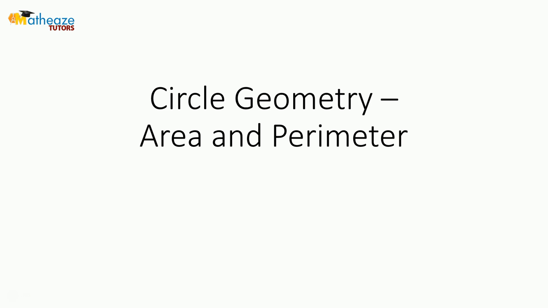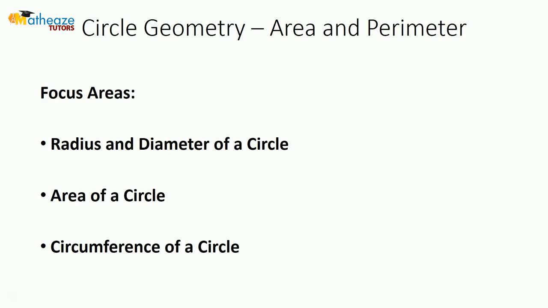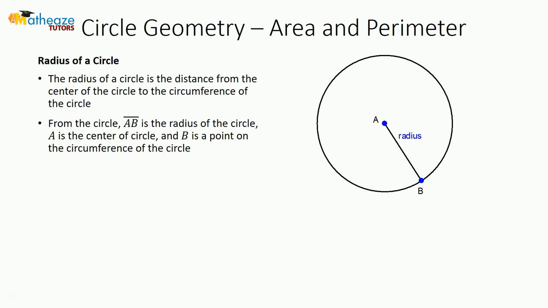We're going to look at circle geometry and focus on the area and the perimeter. First of all, we'll look at the radius and diameter of a circle, the area of a circle, and the circumference of a circle. Let's start with the radius of a circle.